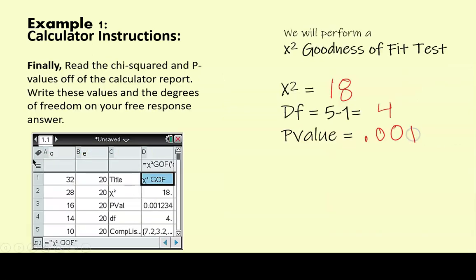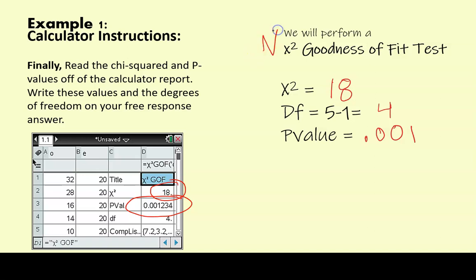All right, so we've selected OK, and it runs this test for me. Notice that the chi-squared value is 18, the p-value is 0.001, and there's my degrees of freedom. So I'm going to write those down.